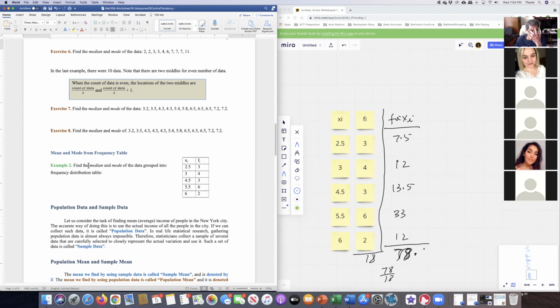But this one says median and mode. Okay, mode is fairly straightforward because you can see each number and the frequency on the right side. So you're looking for the data with the largest frequency. So which data is the mode? 5.5. So mode is 5.5.